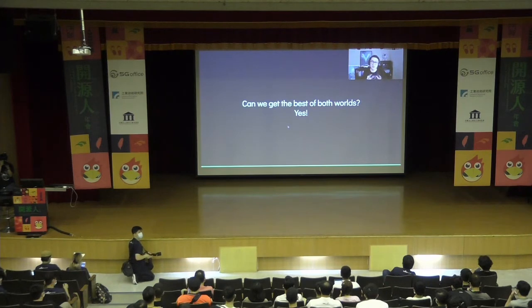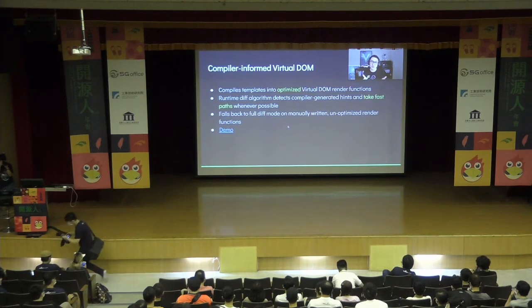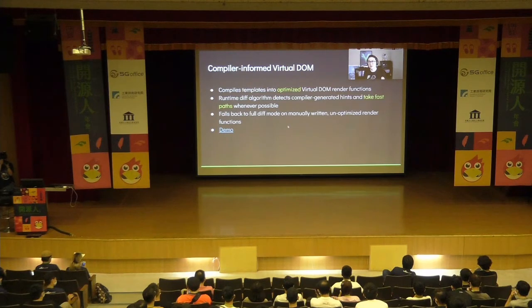So the challenge is, can we get the best of both worlds in Vue 3? And the answer is yes. We somehow managed to do that. The result is what we call the compiler-informed virtual DOM. The first step is the compiler will take your templates and compile them into a virtual DOM render function, but it's specifically optimized using compiler-only information. It will leave some hints for the runtime so that when the runtime diff algorithm detects those hints, it can take the dedicated fast paths to skip all the unnecessary work.